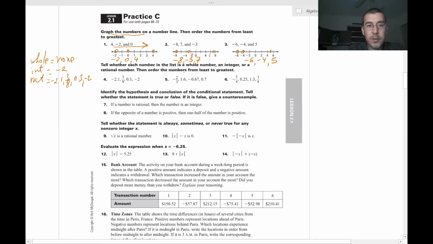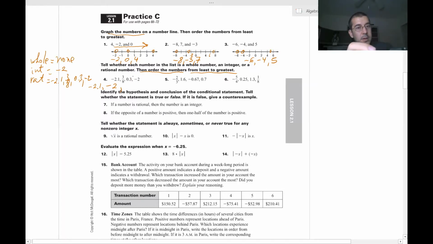Then order the numbers from least to greatest. Okay, so we have 2 negative numbers on the number line. Which one is to the left of the other? -2.1. So -2.1 is the least. So -2.1, then -2. And then we have 2 left, 3/8 and 0.3.